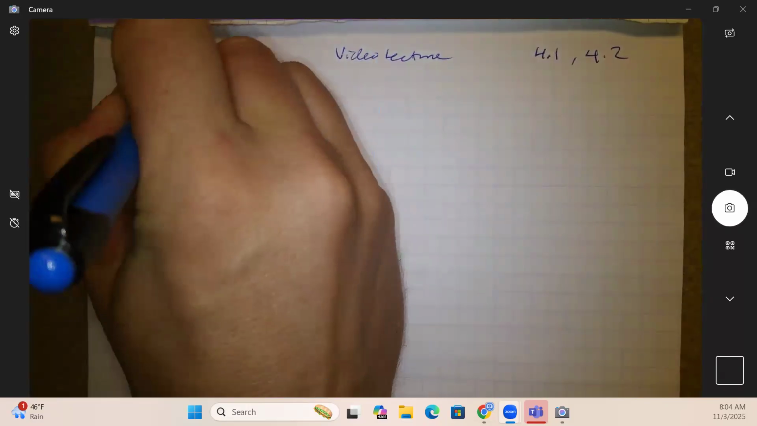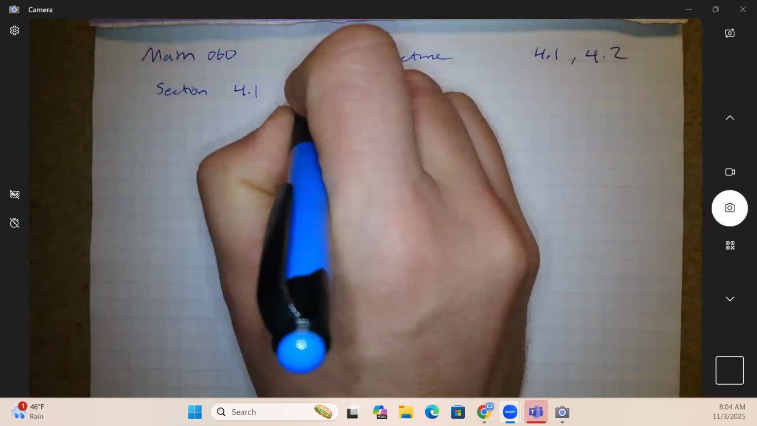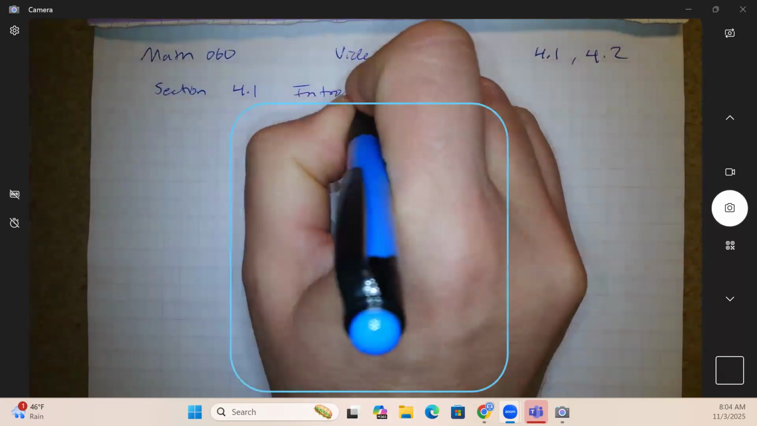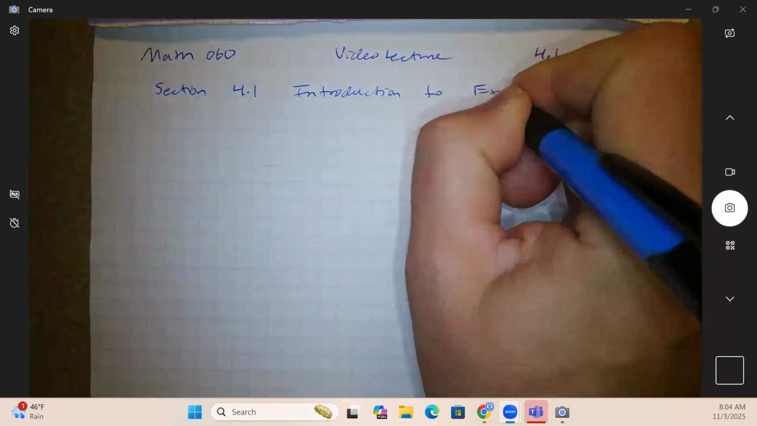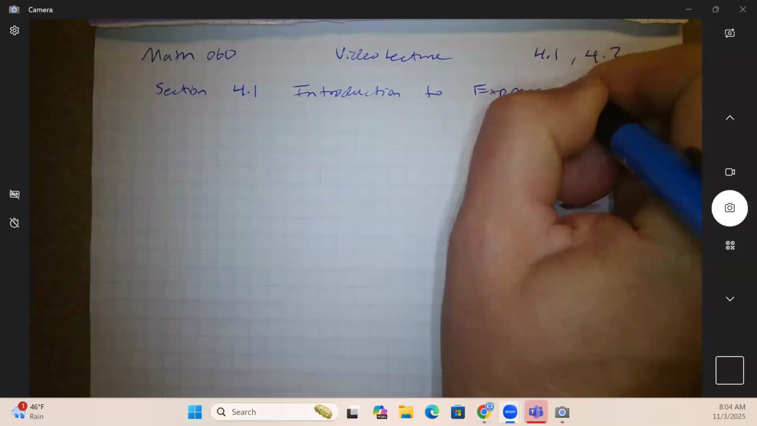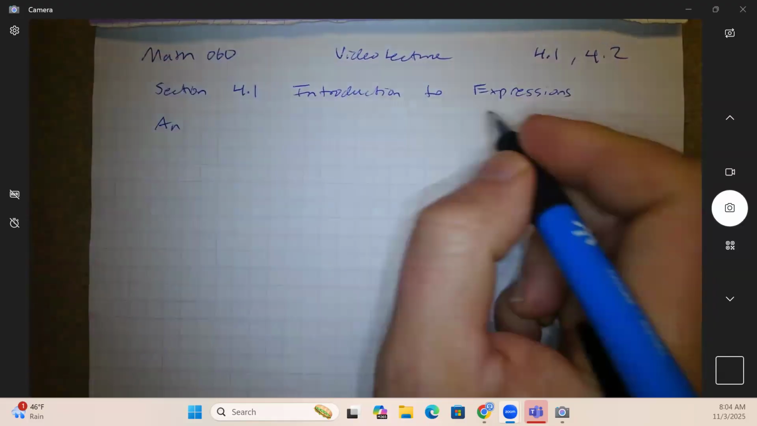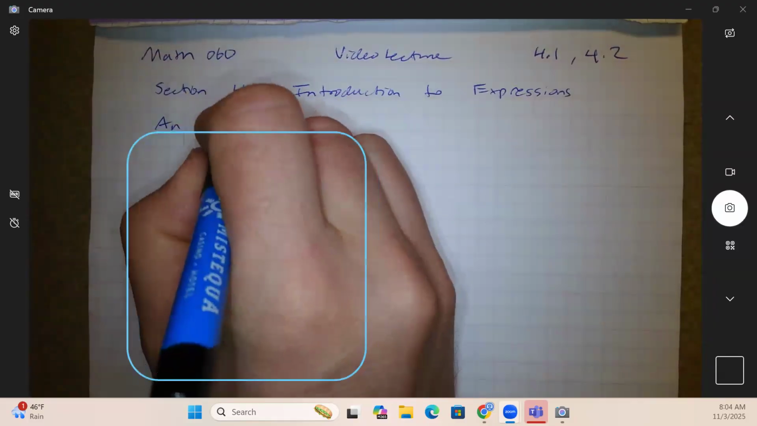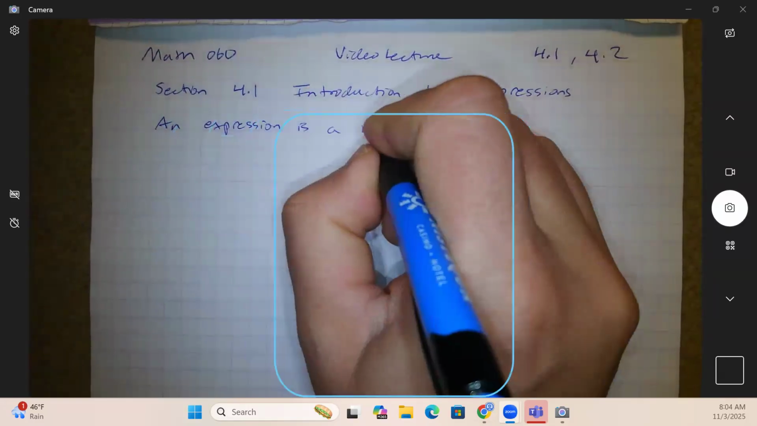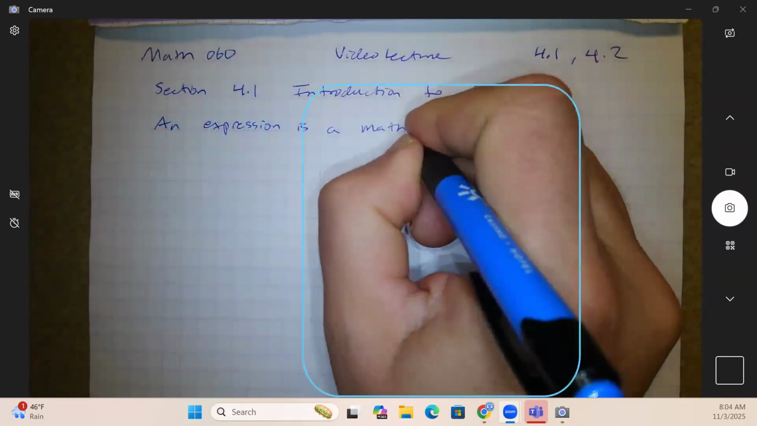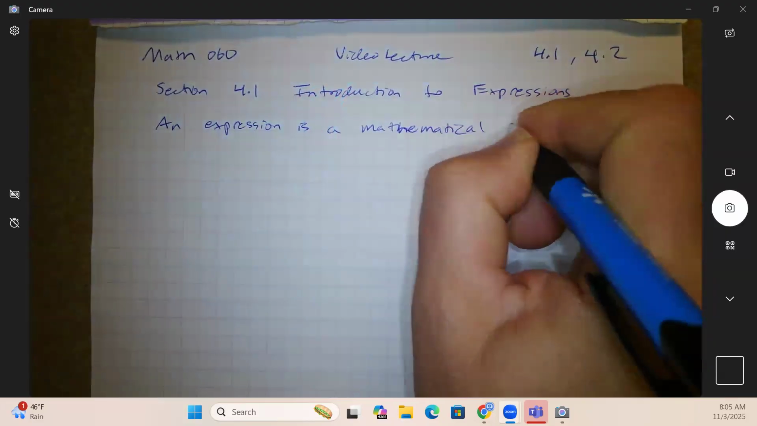So section 4.1 is Introduction to Expressions. So what is an expression? An expression is a mathematical sentence.